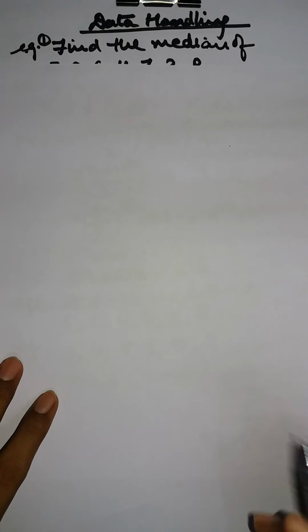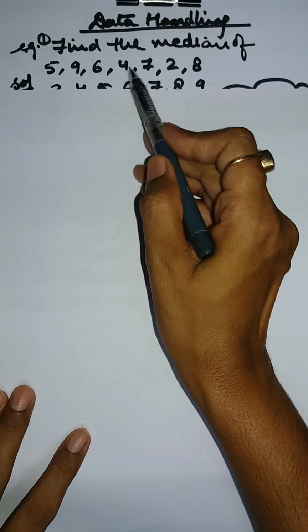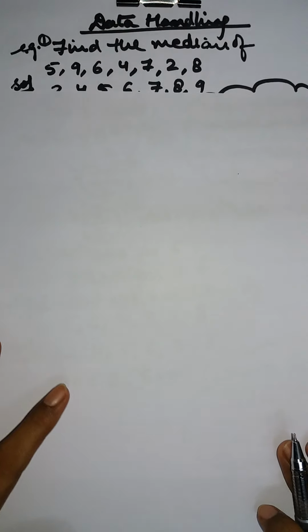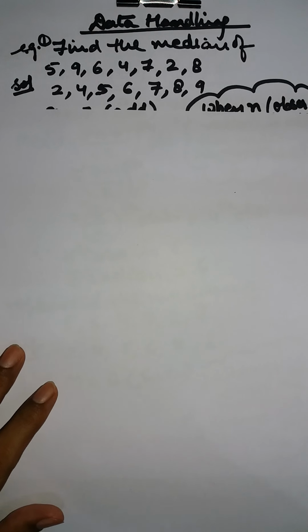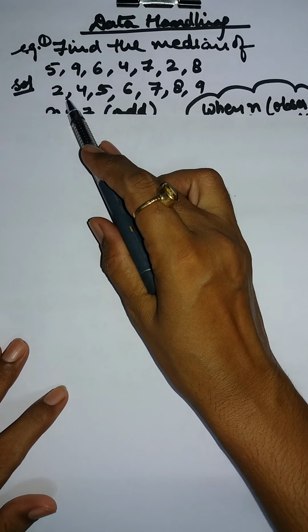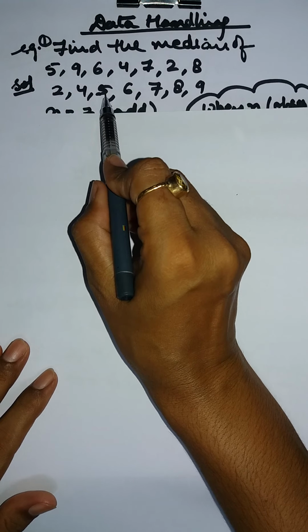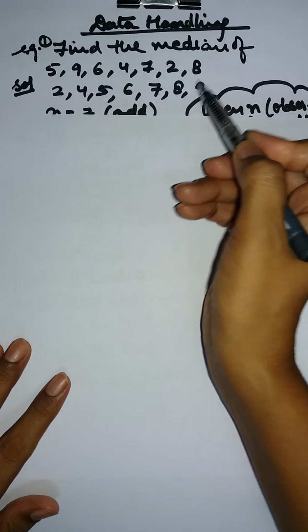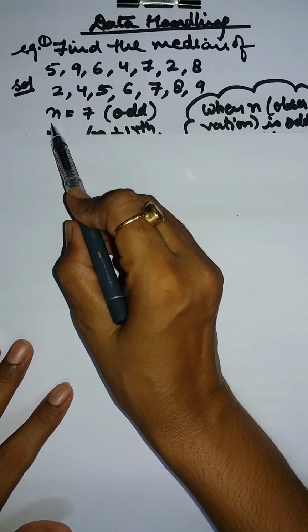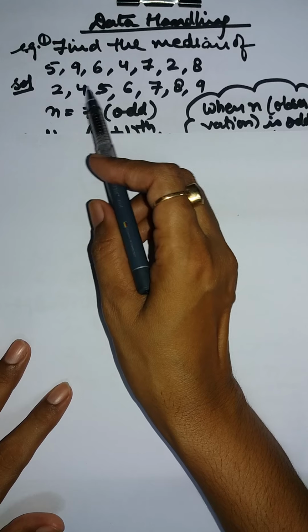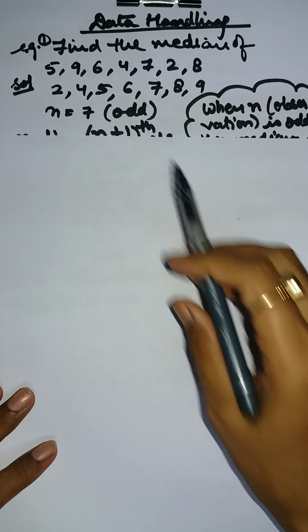For example, find the median of 5, 9, 6, 4, 7, 2, 8. To find the median or the central value of these observations, we need to arrange them in order. So here I have arranged them in an array, that is, in ascending order: 2, 4, 5, 6, 7, 8 and 9. Now we have to count the number of observations, which can be written as n. So we count how many these are: 1, 2, 3, 4, 5, 6 and 7. So 7 is an odd number.